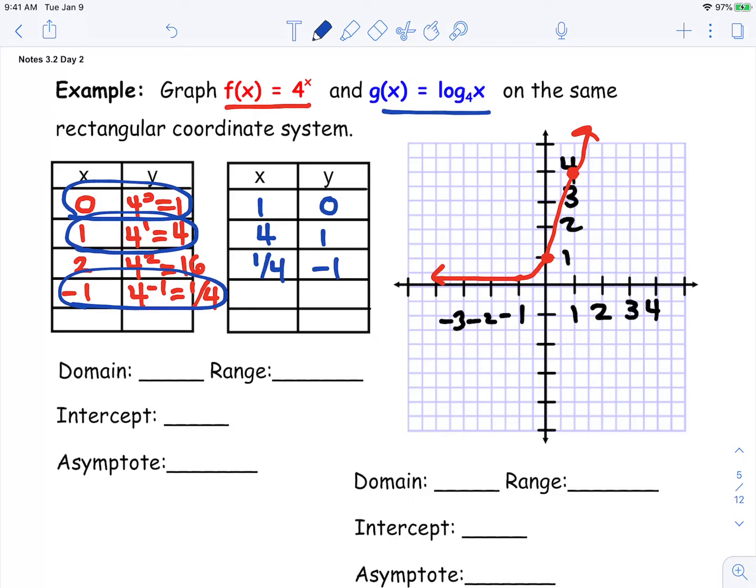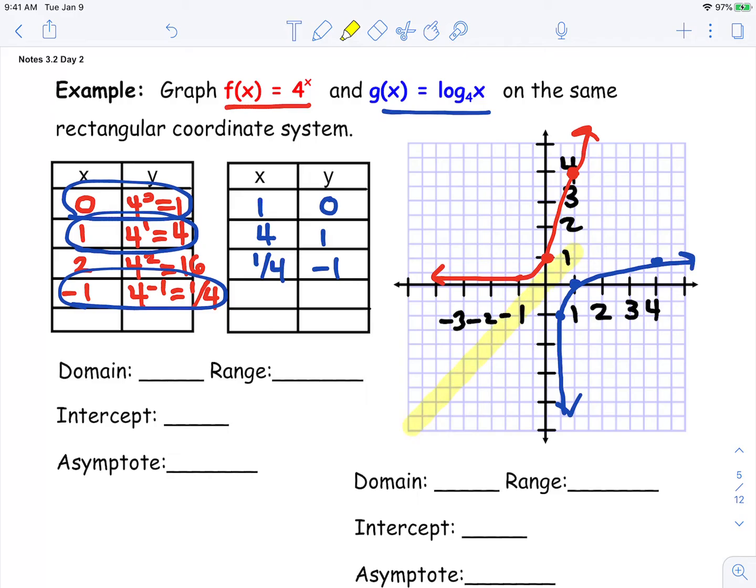So the first ordered pair 1, 0 is right 1, up 0. The next one is right 4, up 1. And the last one is 1/4, down 1. So the blue function is our logarithm of base 4.